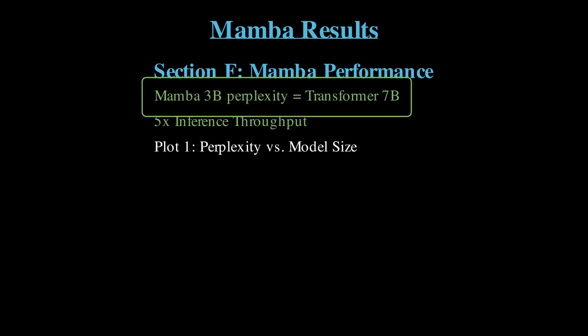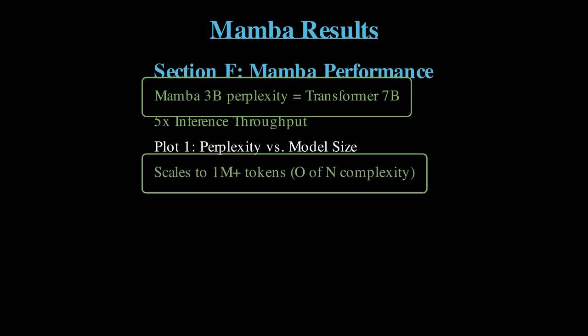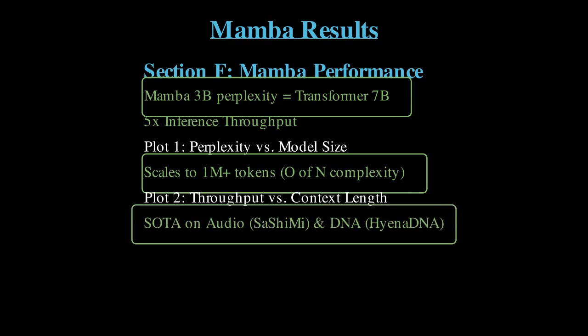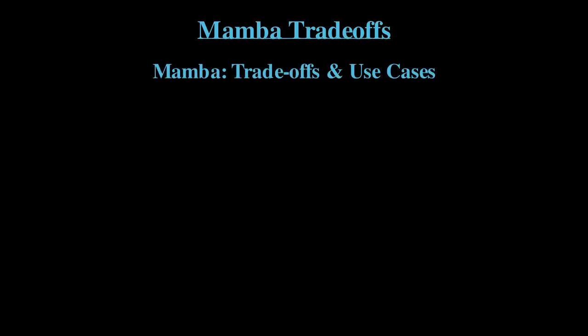On context length, Mamba's linear time and memory complexity is a game changer. It scales gracefully to over 1 million tokens without the quadratic memory blowup of attention. A plot of throughput versus context length visualizes this perfectly: attention's performance craters, while Mamba's remains flat. Beyond text, Mamba achieves state-of-the-art results on long-sequence audio benchmarks and shows strong performance on genomic data, effectively modeling long-range DNA dependencies. This performance profile creates clear trade-offs.